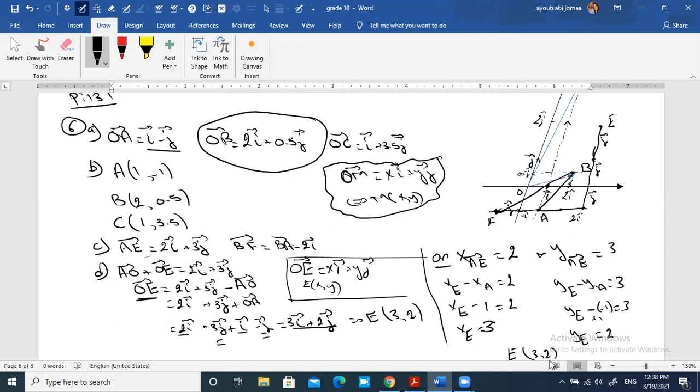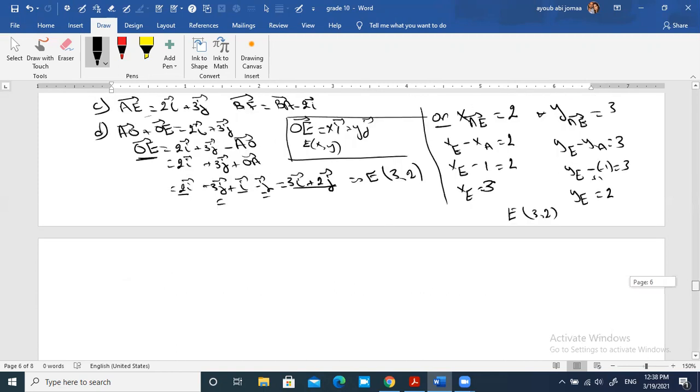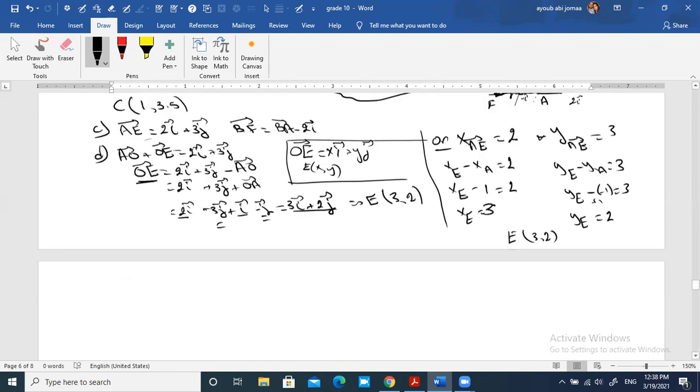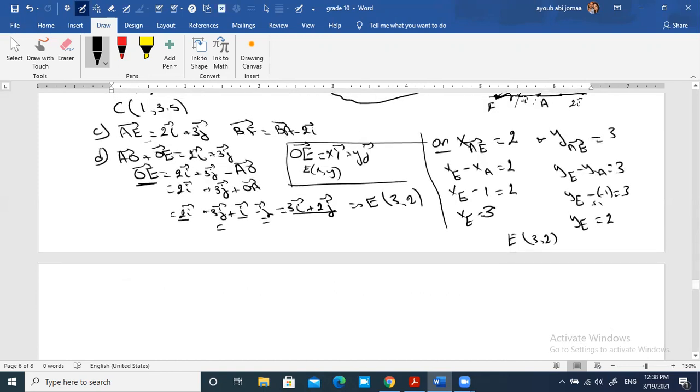Coordinates of point F. We have BF. I'm going to find it in two ways. BF, yes, it is BA minus 2I.